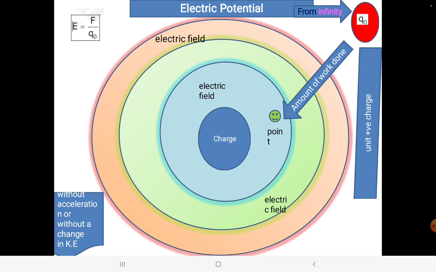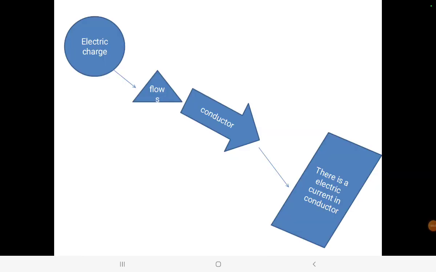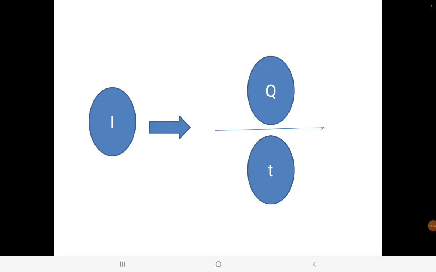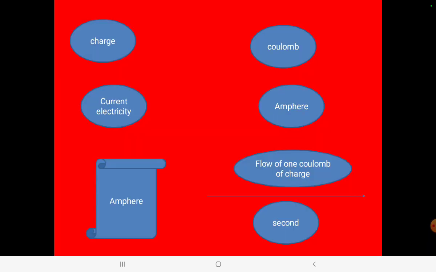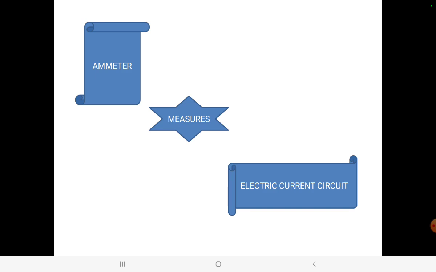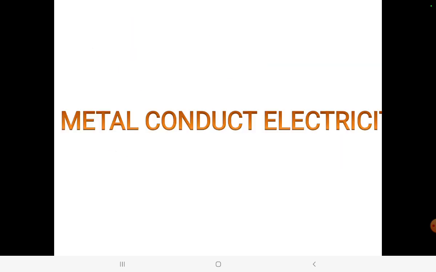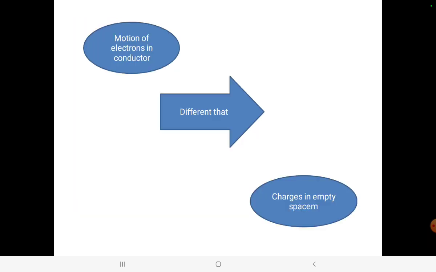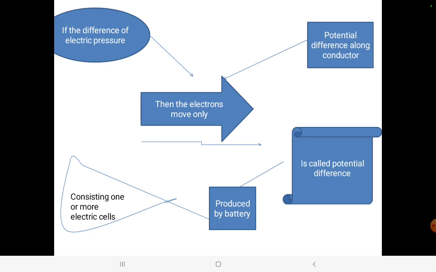Obviously there is some difference, so that difference is nothing but a potential difference. I think it is clear, right? So let's look one more time. What is the potential difference? Yes, it is the difference of the electrical pressure. There is some pressure.